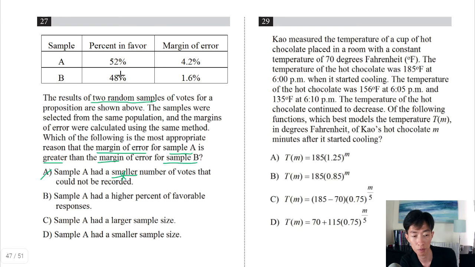Those are two totally different measures. Choice B is out. C, sample A had a larger sample size. So again, larger sample size would suggest that the margin of error would be smaller. So that's kind of the opposite of what we're saying. D, sample A had a smaller sample size. That makes sense. Smaller sample size should give you a larger margin of error. So choice D is the answer.